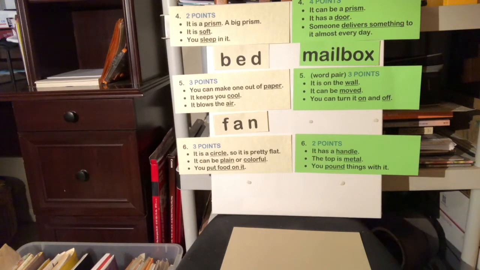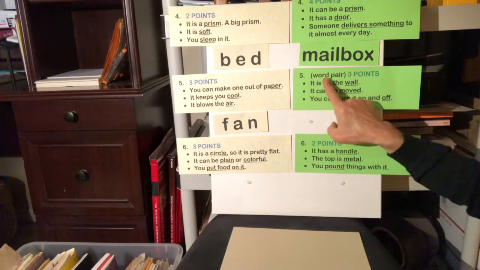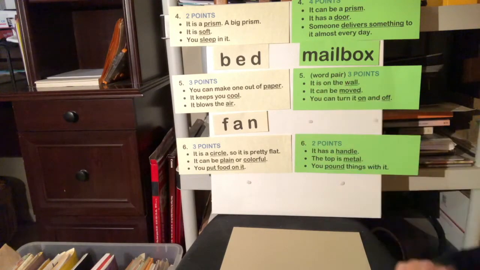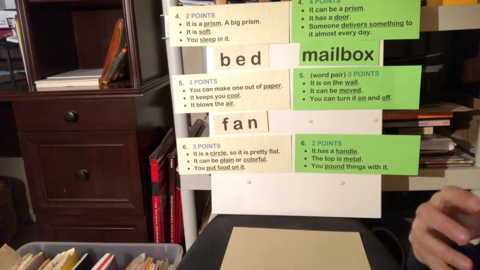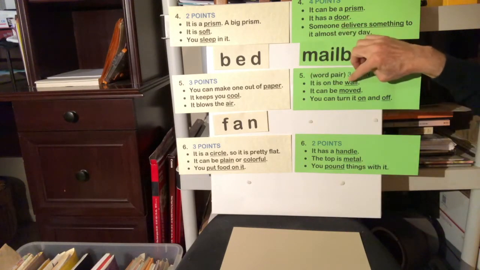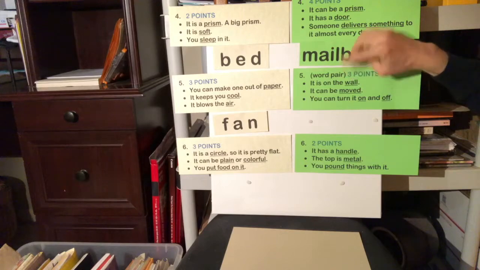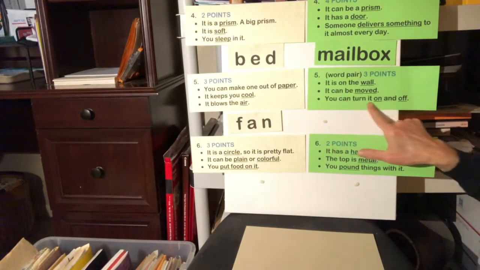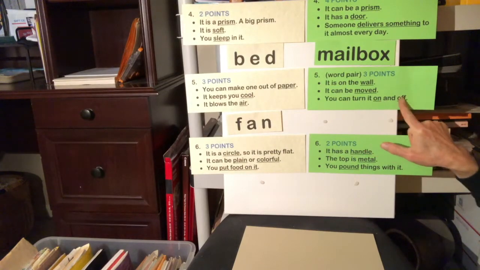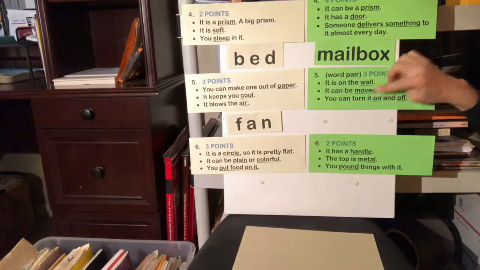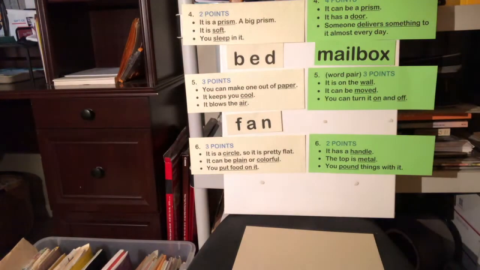Number 5, first grade, also worth 3 points. This is a word pair. Pair means two. So it's two words, not a compound word, two separate words, but it's one clue. It is on the wall. It can be moved. You can turn it on and off.